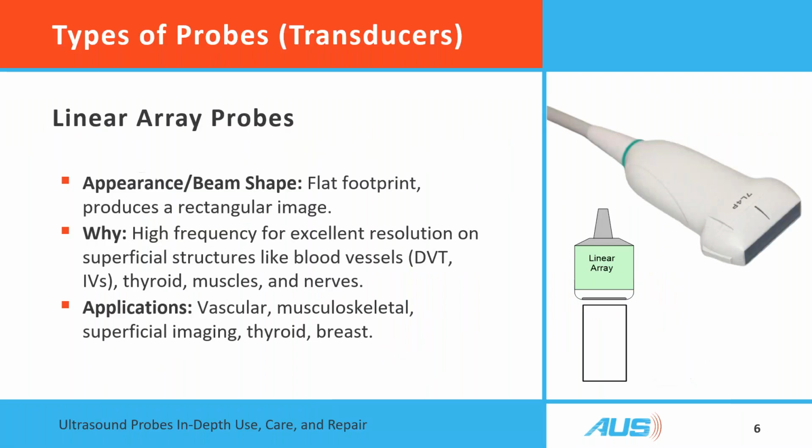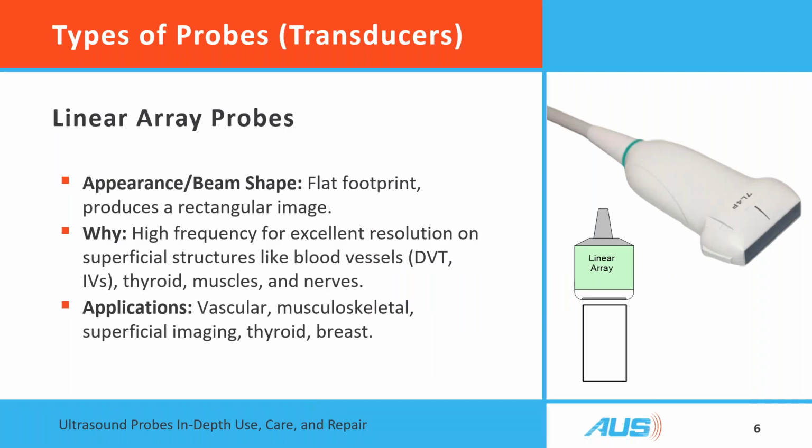We're going to start with the linear probe. You can see the image on the right. It's a rectangular probe, fairly wide. And underneath where it says linear array, you have the shape of the image that will be displayed on your monitor. So it's a flat footprint, meaning it's not going to be curved in any way. It produces a rectangular image, and the image represents the width of the probe. It's never any more or any less than the width of the probe. So keep that in mind.